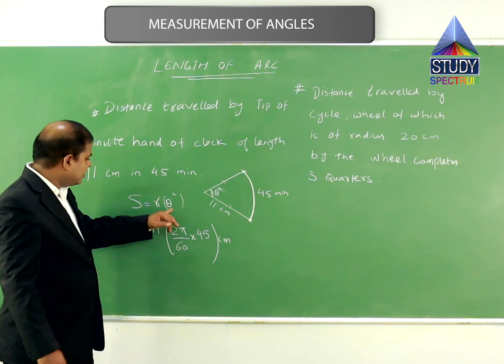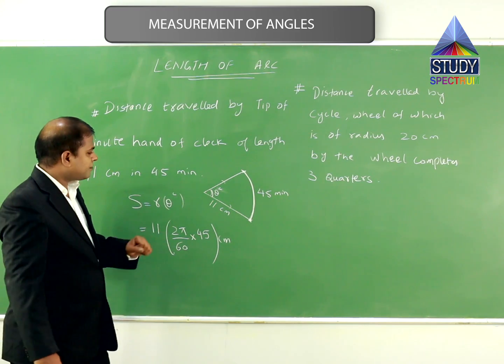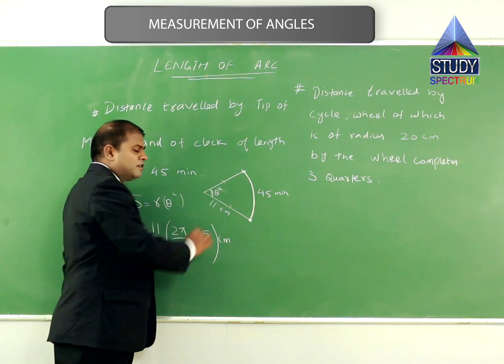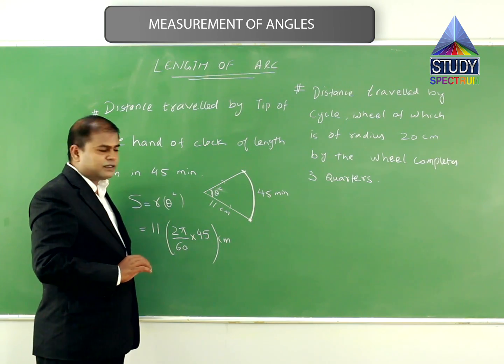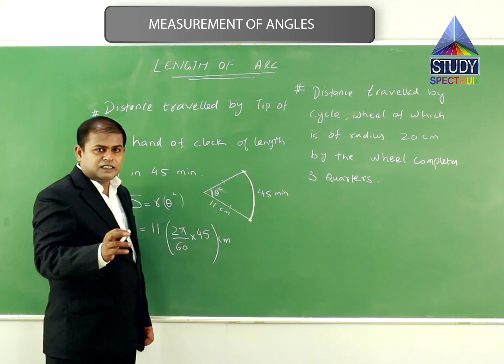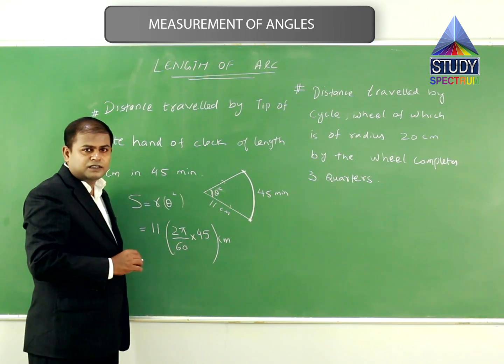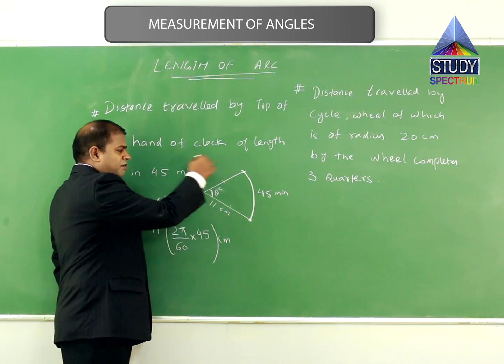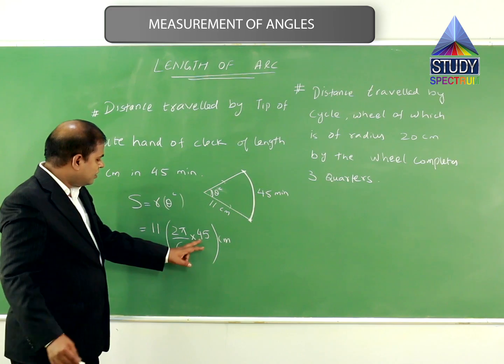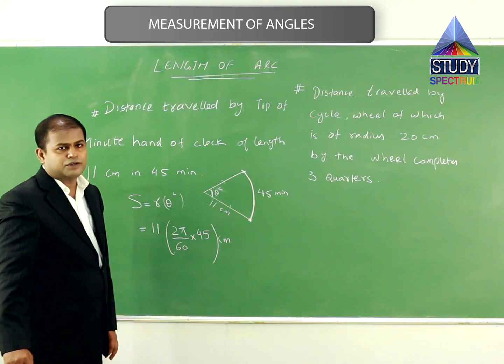I'll repeat this. Theta in radians we need. A full circle corresponds to 2 pi radians, and that is in 60 minutes. So 2 pi in 60 minutes, so per minute 2 pi by 60. In 45 minutes, by what angle does this minute hand move? 2 pi by 60 into 45.